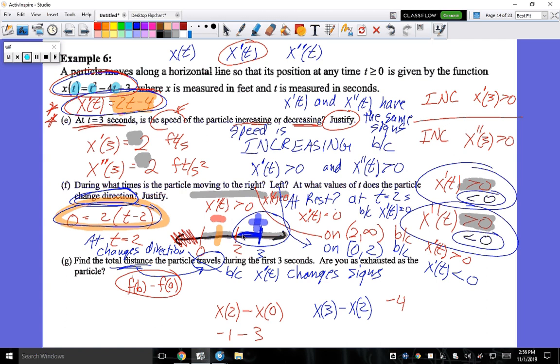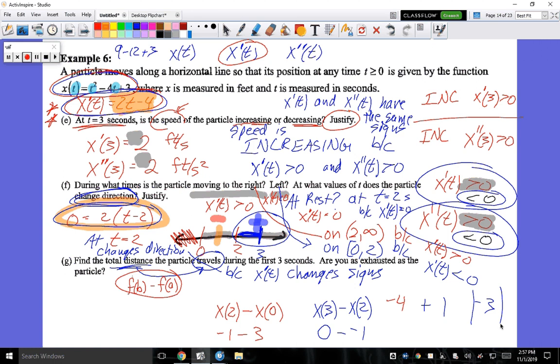Okay? So x of 3 would be what? 9 minus 12 plus 3. 0. And x of 2 was negative 1. So 0 minus a negative 1 is plus 1. And this is the mistake people make. They say negative 4 plus 1 is negative 3, and they're like, ooh, this is displacement. Right now this is displacement. And with the absolute value, they think that is the total distance traveled. But that's not what it is.